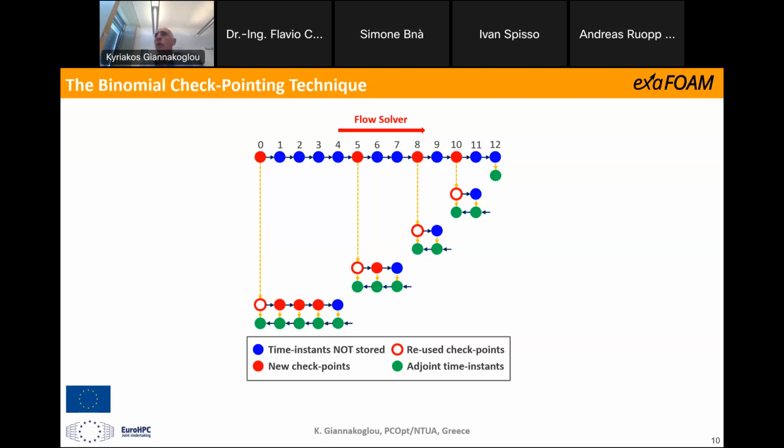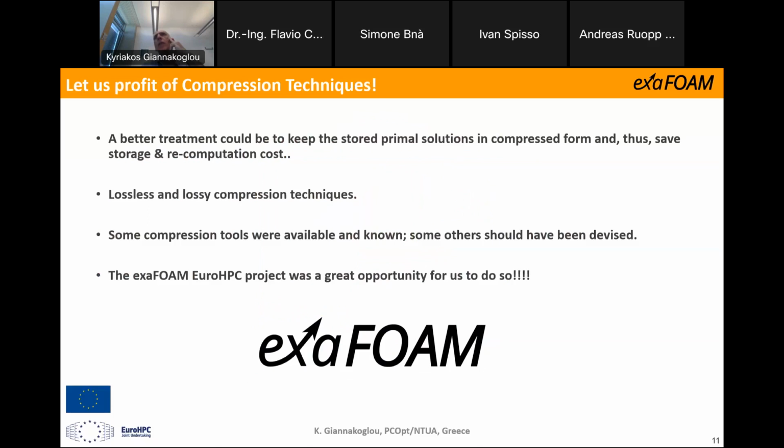Sometimes, if you want to further mitigate memory limitations, part of the checkpoints might be transferred to a larger, of course slower, storage area, such as the hard disk of your computer. This is practically the binomial checkpointing technique, what industry is doing in this kind of thing.